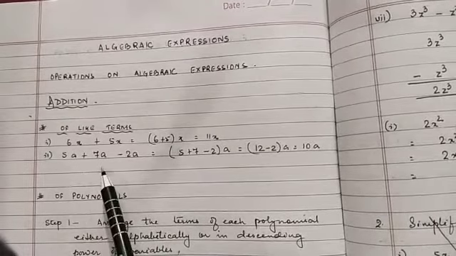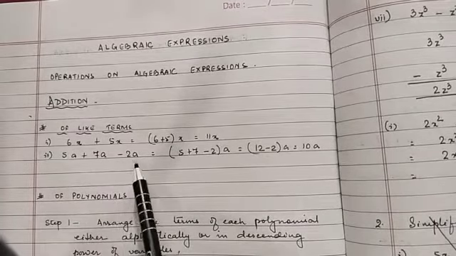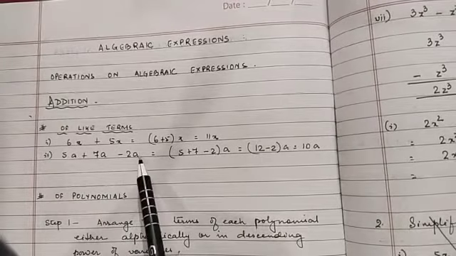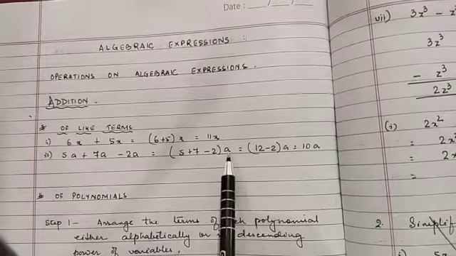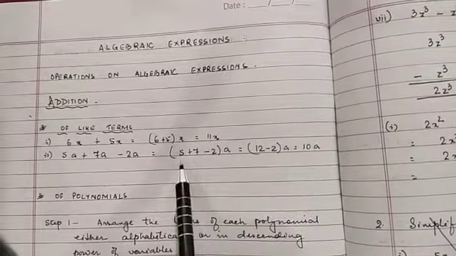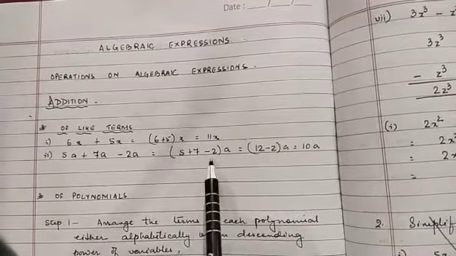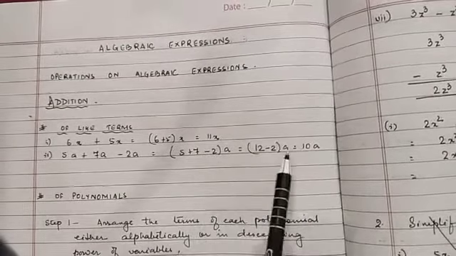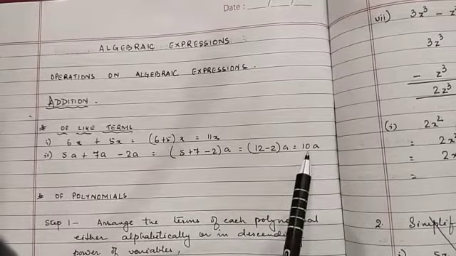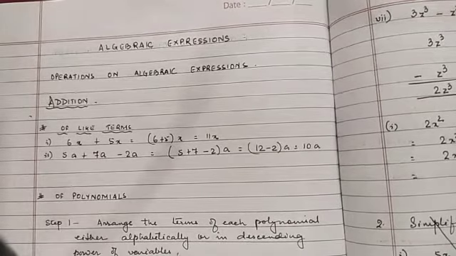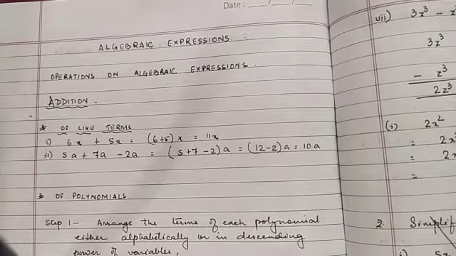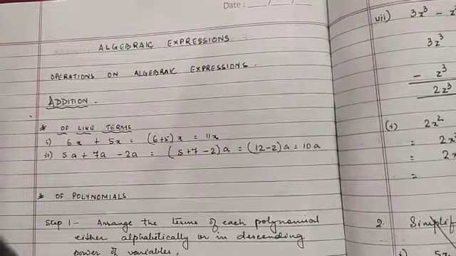5a plus 7a minus 2a. a is the common variable. So a you have taken outside the bracket, and 5 plus 7 minus 2, that is 12 minus 2, is 10a. Now we will understand about addition of polynomials.